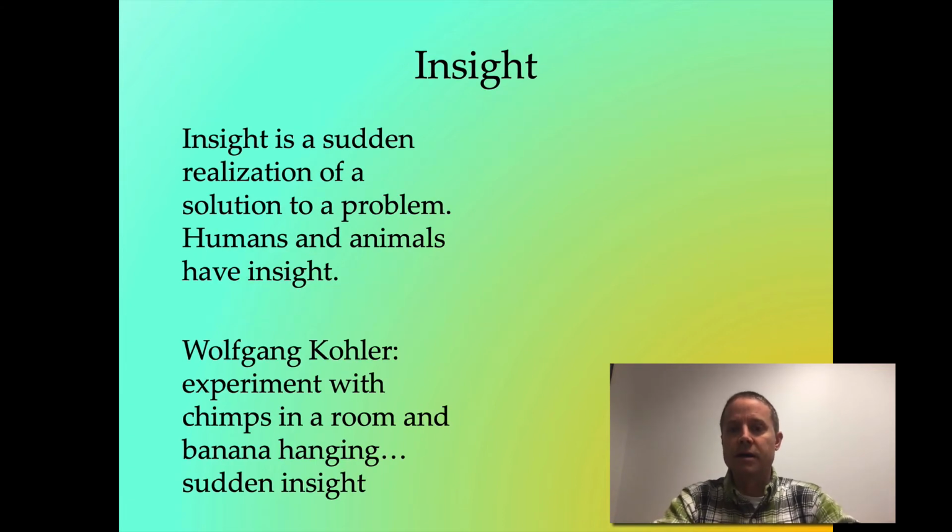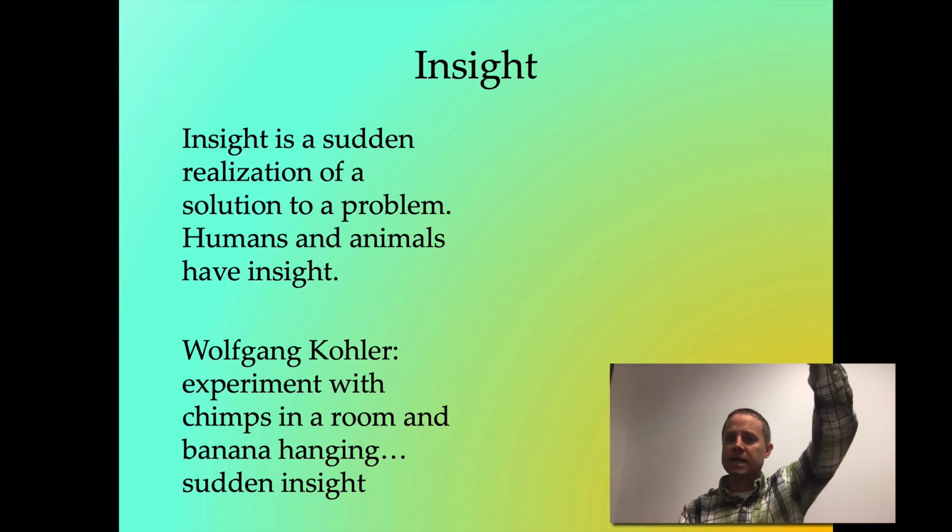Final type of method to solve the problem is called insight. Insight is a sudden realization of a solution to a problem. Humans and animals both have these, and there's a famous experiment. A guy named Wolfgang Kohler experimented with chimpanzees. He had them in a room, and he hung a banana up high.